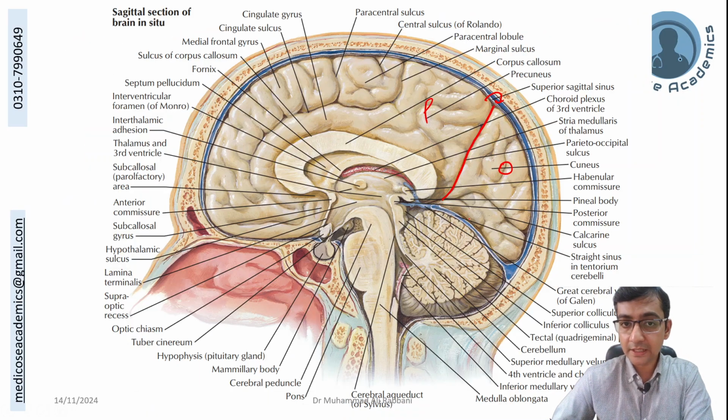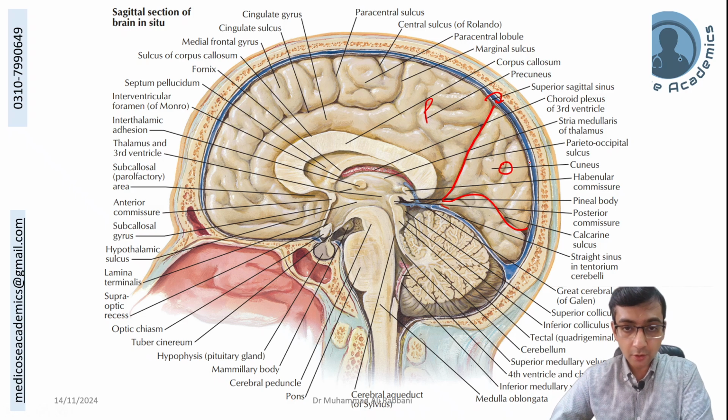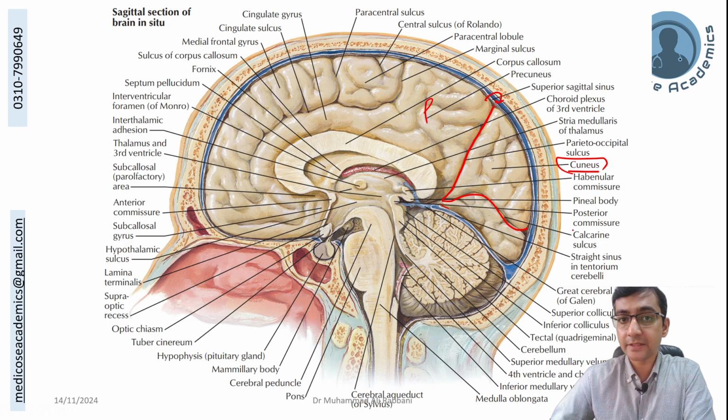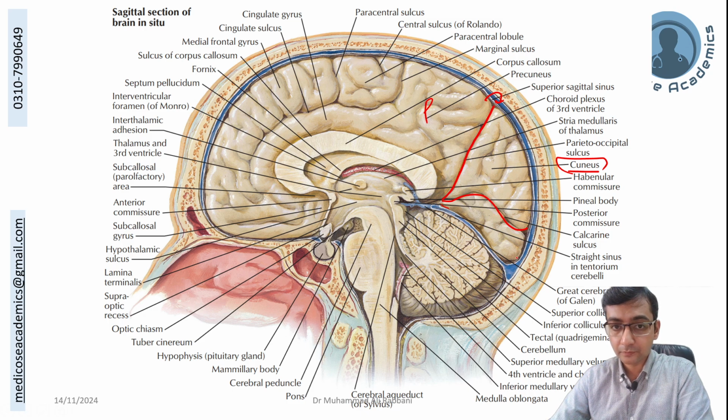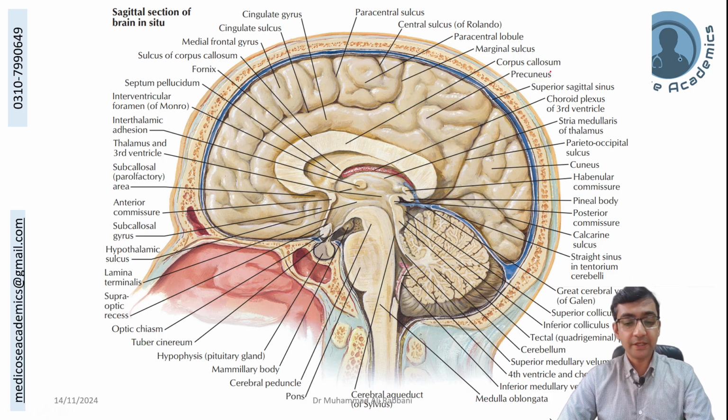So this is the parieto-occipital sulcus, and this is the calcarine sulcus, and the calcarine sulcus is running within the occipital lobe. It divides the occipital lobe into the area above, that is called the cuneus, and the area below the calcarine sulcus, that is called lingula. This is the cuneus part, this is the lingula, and we are left with this part. This is anterior to the cuneus, so this is called precuneus.